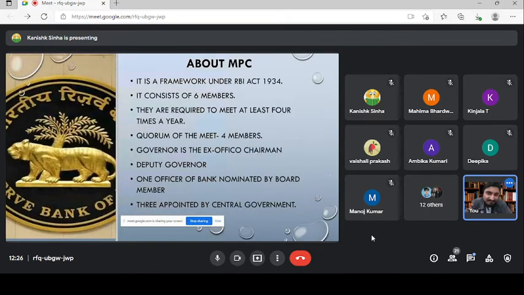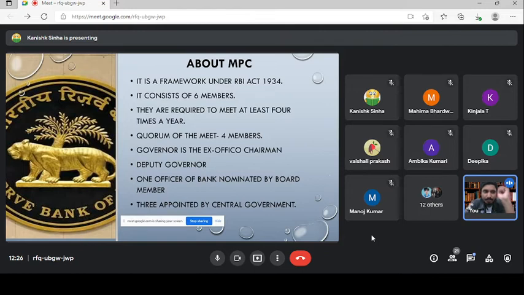Coming to the MPC, that is the Monetary Policy Committee. Make sure you note all this in your notebook. First, what is the MPC, the Monetary Policy Committee? It is a framework under the RBI Act 1934, under which the RBI has been established, guys. Under the same Act, there is a Monetary Policy Committee dealing with all the monetary policy of India, having a total of 6 members, guys.